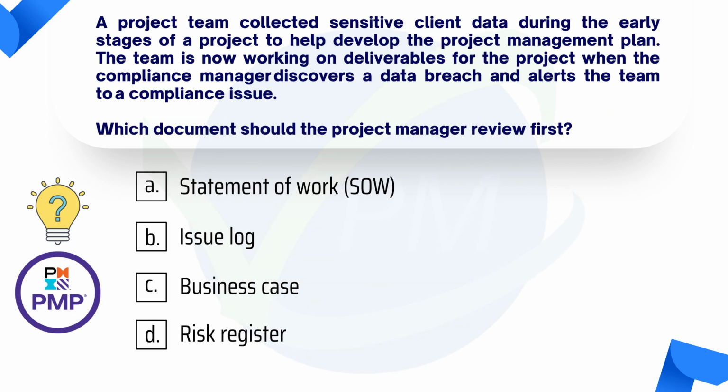So next question. A project team collected sensitive client data during the early stages of a project to help develop the project management plan. The team is now working on deliverables for the project when a compliance manager discovers a data breach and alerts the team to a compliance issue. Which document should the project manager review first? Is it A, the statement of work? Is it B, the issue log? Is it C, the business case? Or is it D, the risk register?